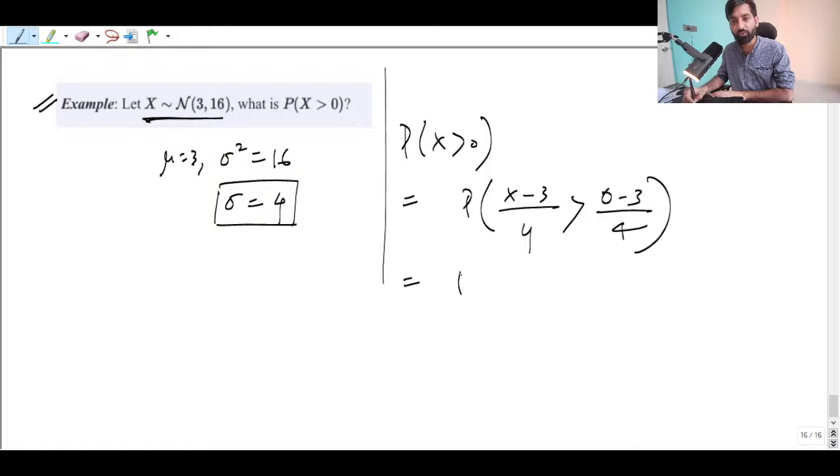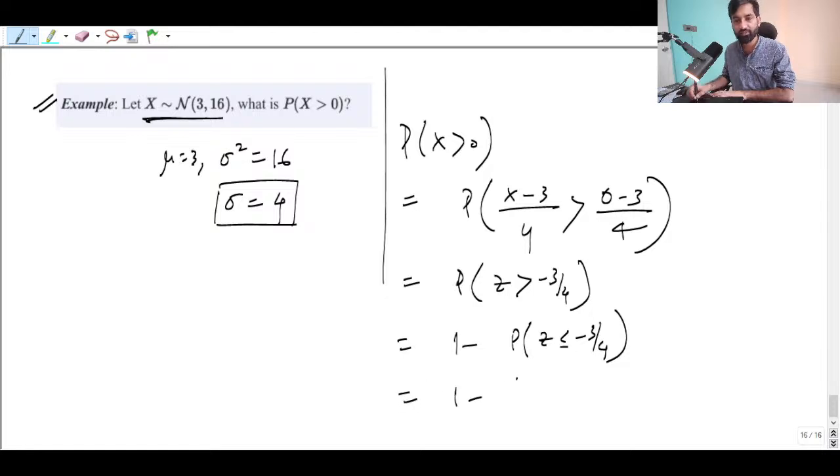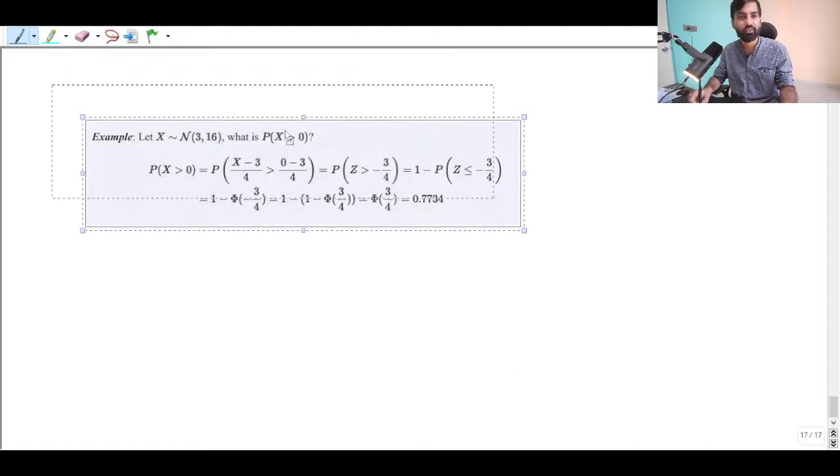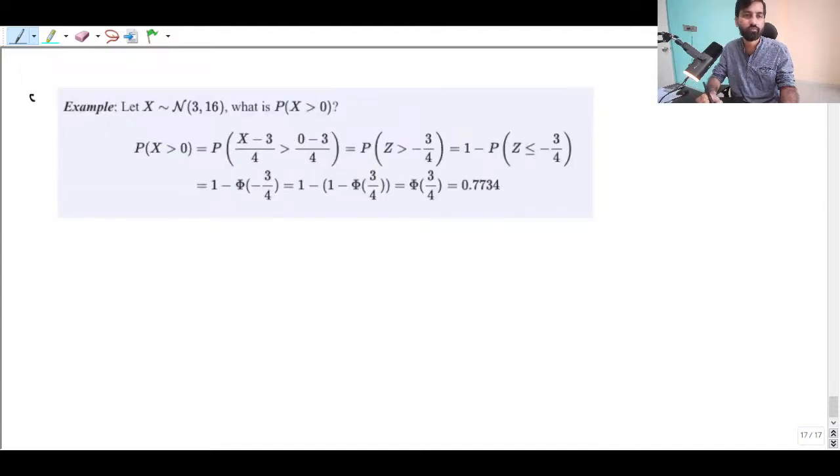So here what you have to do, you can write this as g greater than minus 3/4. Then you can write this as 1 minus the probability of g less than minus 3/4, and then 1 minus the probability of g less than 3/4, right? I think now it is clear. So it will give you phi of 3/4 only, right? So you can refer to the standard normal table and you will get the answer. I'm just giving you the complete solution as well. So this is the solution. If this kind of example comes, you can solve it, okay?